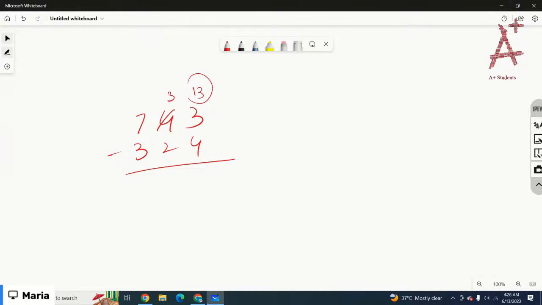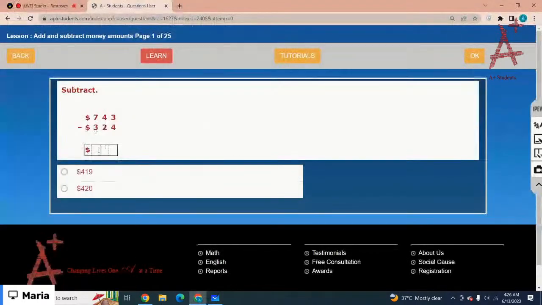Got it? So 13 take away 4 is 9. Got it? Then you have to do 3 take away 2, that would be 1. And 7 take away 3, that would be 4. So it is 419. Got it? That means $743 minus 324 would be 419. Got it?